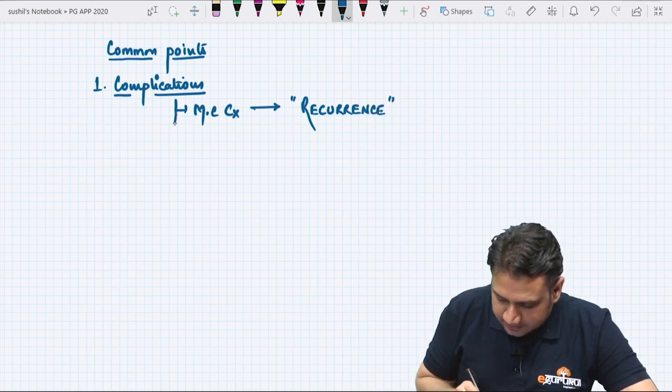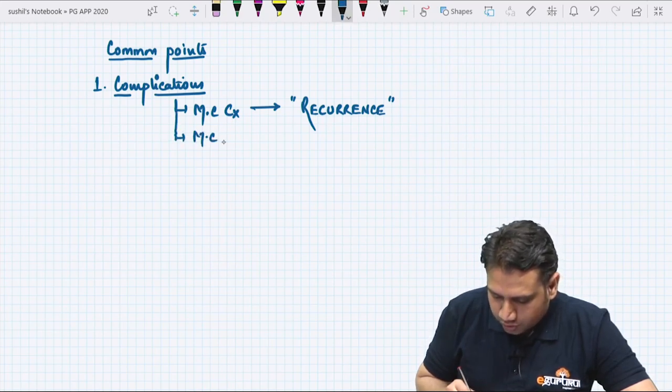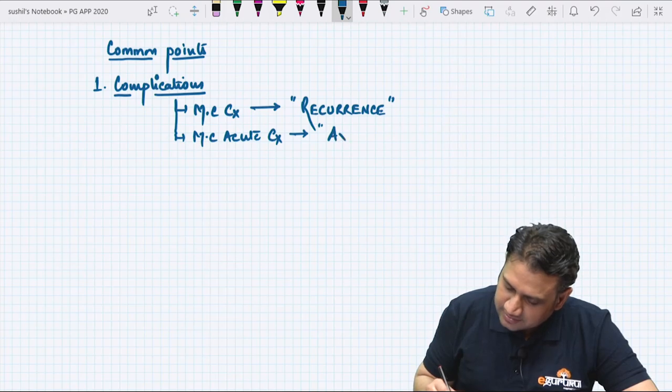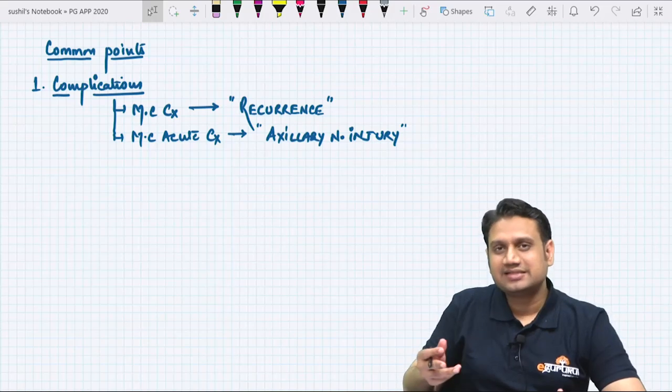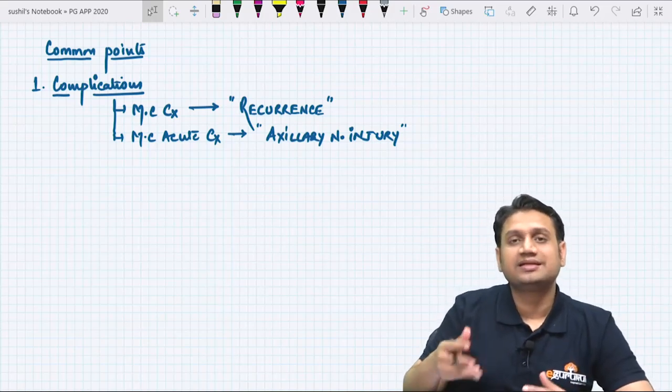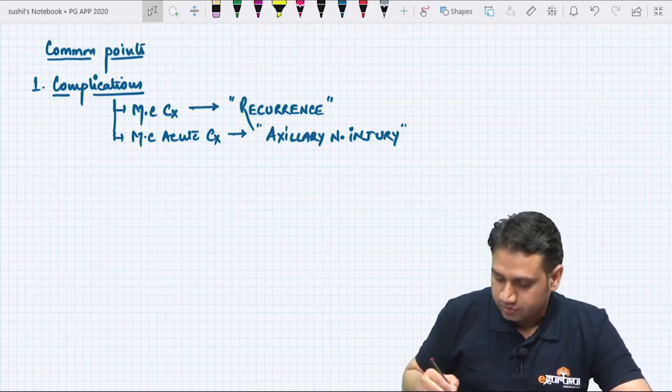Second is, when they ask you about the most common acute complication, the most common acute complication remains the axillary nerve injury. Nerve injury will be a separate section, but we can keep on discussing the different nerves and their implications with the respective fractures also, okay?